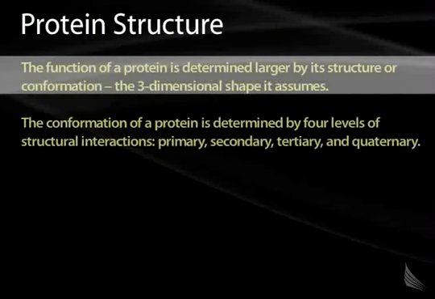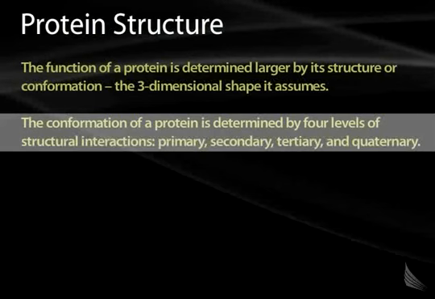Now, the function of each protein is determined by its structure or its conformation, the three-dimensional shape that it assumes. And this conformation is unique to every protein and is determined by a lot of different structural interactions. These structural interactions occur at one of four different levels: primary, secondary, tertiary, and quaternary interactions.